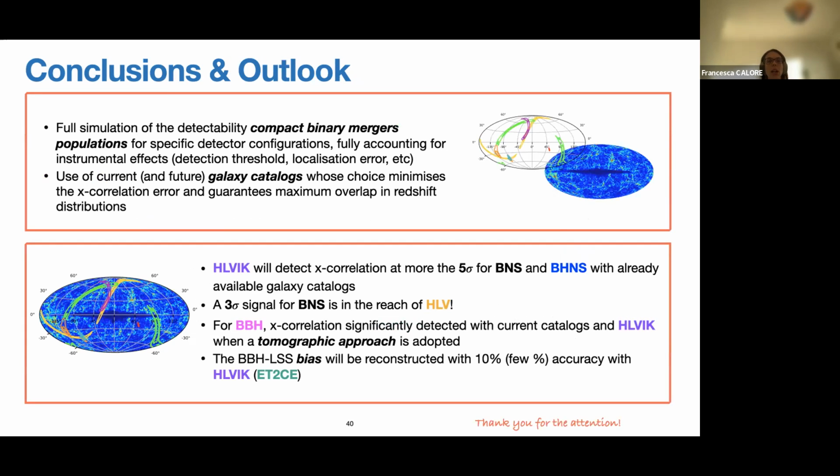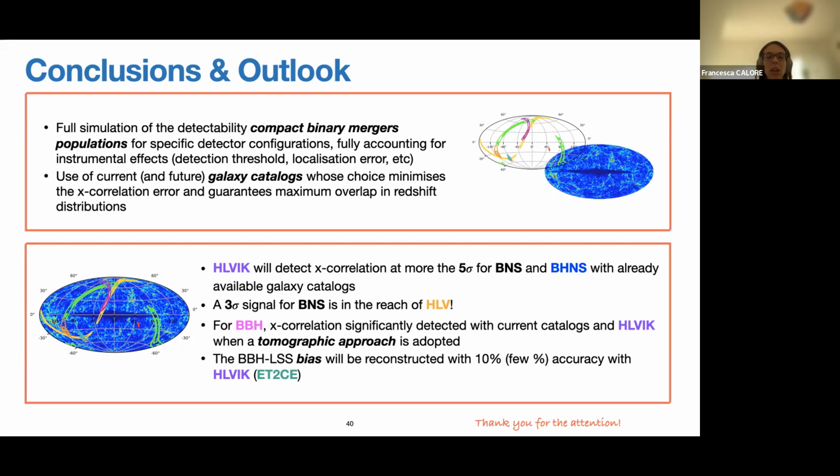So to conclude, we have run a full simulation of the detectability of compact binary mergers for specific detector configurations, accounting for detector effects and localization error. We have used the current and future galaxy catalog specifications, which are close to reality, and we've shown that in order to get the maximum out of this cross-correlation business, you really have to maximize the overlap in redshift distribution and exploit a tomographic approach. So the conclusion is that with HLVIK, you can detect a cross-correlation at more than 5 sigma for binary neutron stars and black hole neutron stars with already available galaxy catalogs. And even perhaps a 3 sigma signal for BNS is within reach of HLV.